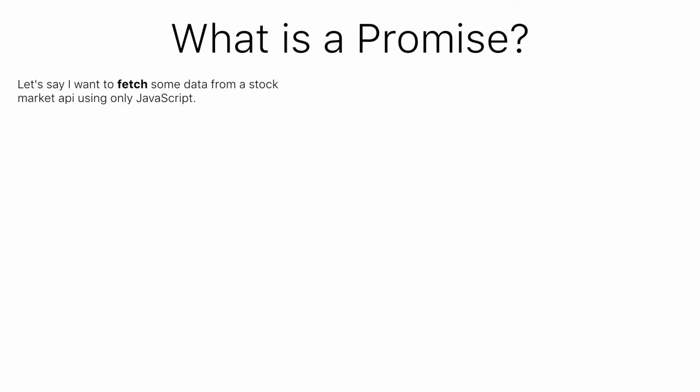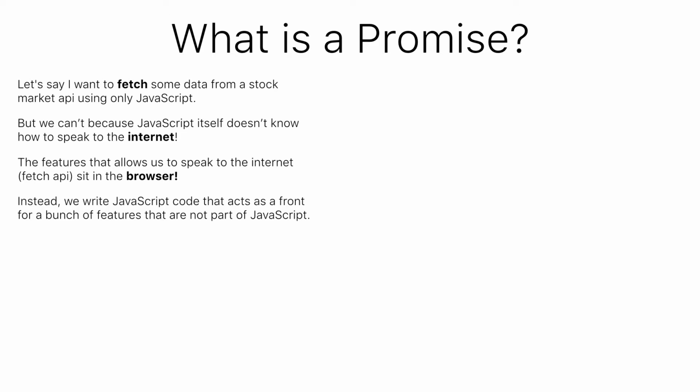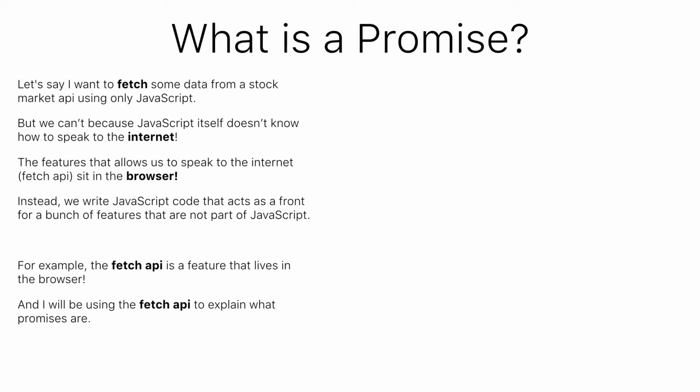Let's say I want to fetch some data from a stock market API using only JavaScript. The problem is that we can't, because JavaScript itself doesn't know how to speak to the internet. The features that allow us to speak to the internet sit in the browser. Instead, we write JavaScript code that acts as a front for a bunch of features that are not part of JavaScript. For example, the Fetch API is a feature that lives in the browser, and I will be using the Fetch API to explain what promises are.